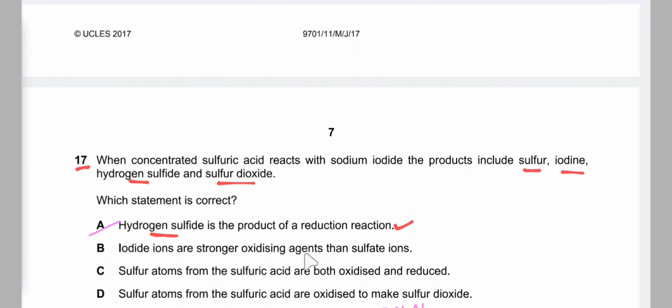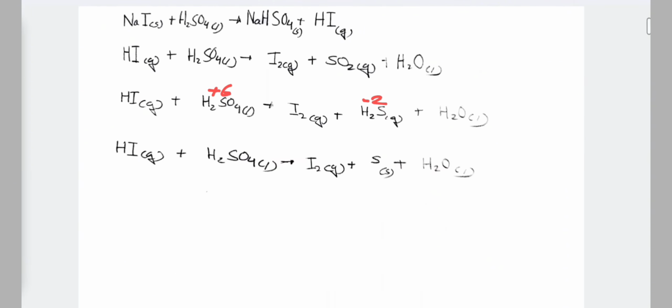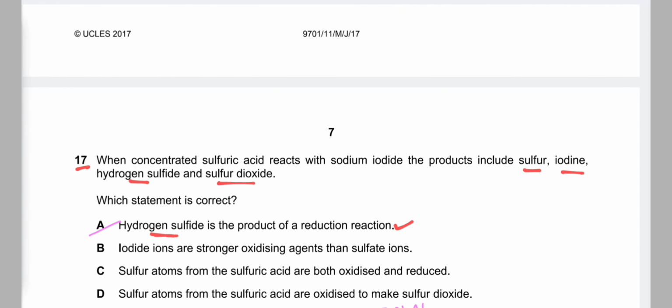Then, iodide ions are a stronger oxidizing agent than sulfate ions. For this reaction, consider iodide ion and sulfate ion. We can see that iodide ion changes to iodine, that means -1 to 0. Therefore it is oxidized, while sulfate changes from +6 to +4. Therefore it is reduced. Since iodide ions are oxidized, therefore it is a reducing agent. So as iodide ions are oxidized, it is a reducing agent, not an oxidizing agent.